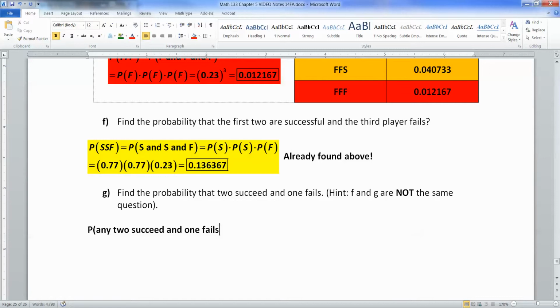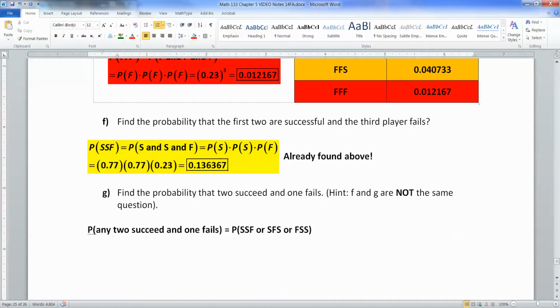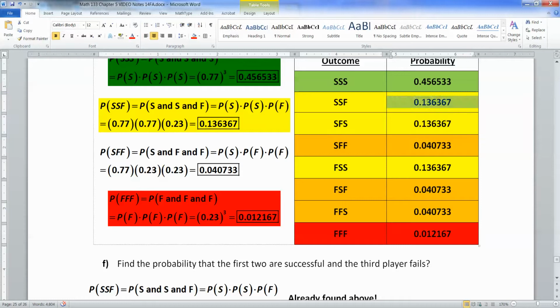and one fails. So that means that you're really finding the probability of several things. You could say that's SSF or SFS or FSS, right? Because that'll give you two successes and one failure. In other words, I'm trying to add up all my yellow ones, right? Instead of just one yellow one, I want all of them. Okay, so if I'm going to do that, let me find that out. One second. Okay, so we found out one yellow one is 0.136367.